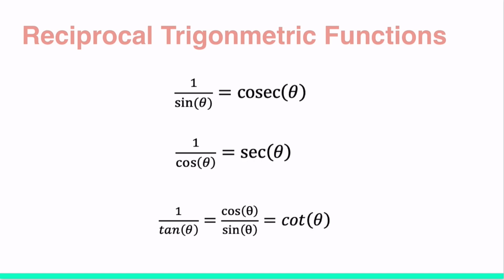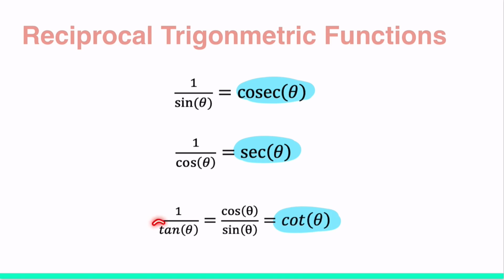So what happens when I flip sine, when I find the reciprocal of sine? That means 1 on sine. And we get this new trig function called cosec. What happens when I flip 1 on cos? I get the new function sec. And what happens when I flip tan? I get cot. Just note that because tan is sine on cos, when I flip it, I get cos on sine, and that is what cot is equal to. So these are your 3 new trig functions that you need to know: cosec, sec, and cot.